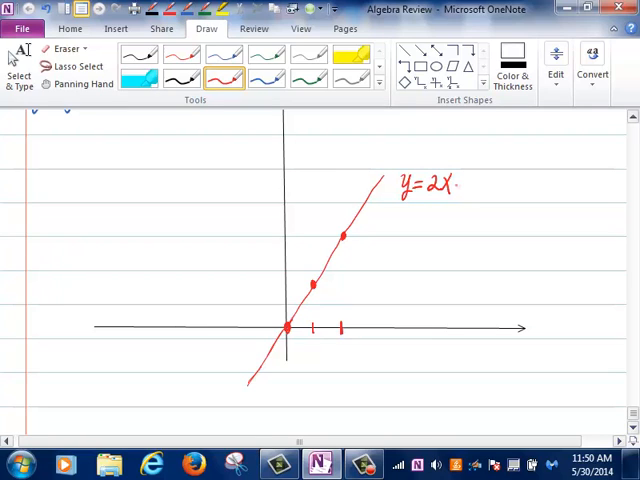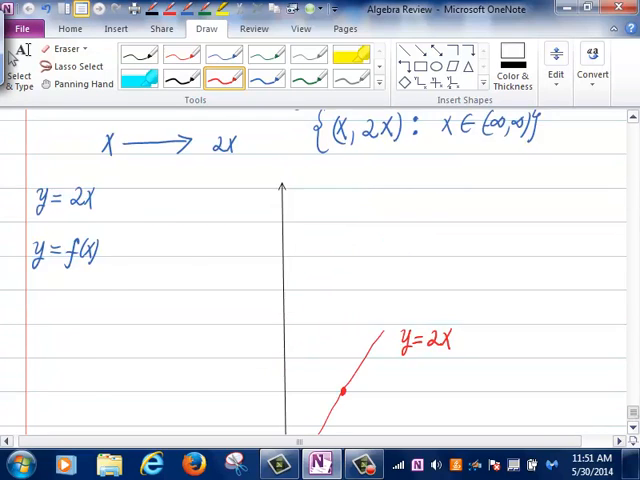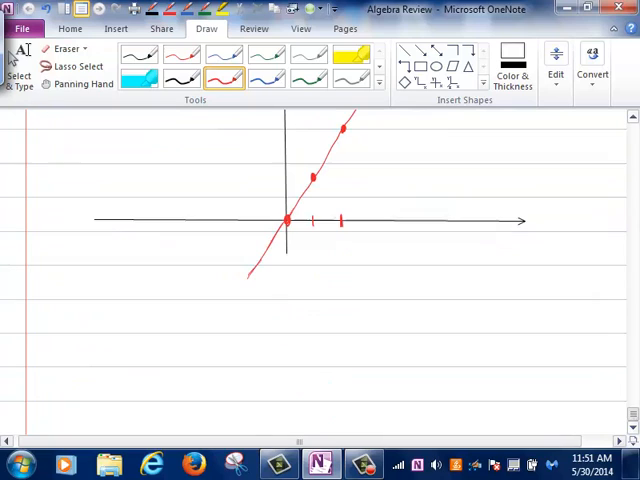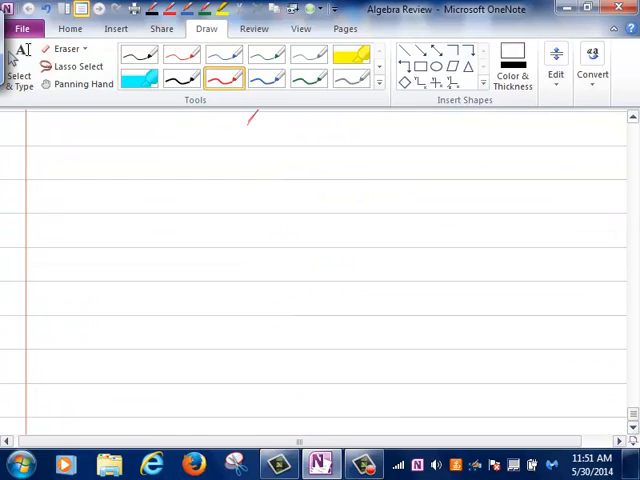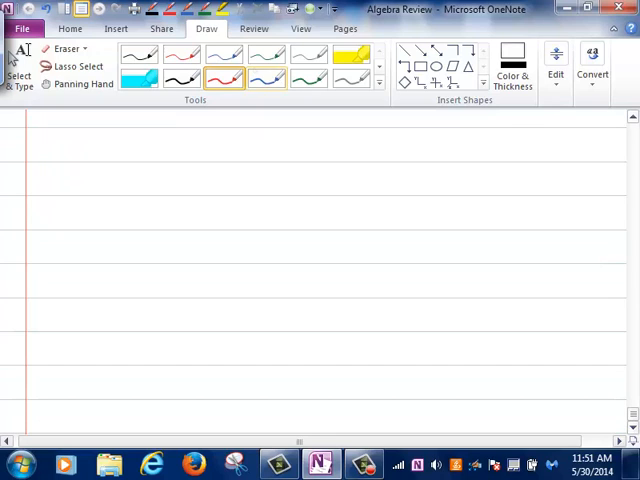And since I know it's a line, all I have to do is plot 2 points and connect them. Plot 2 points and connect them. So that's the graph of this function here. Is everybody okay with that? Let me do one more example of graphs.